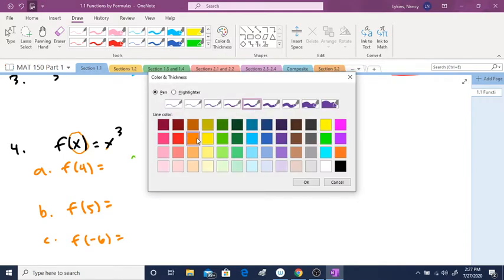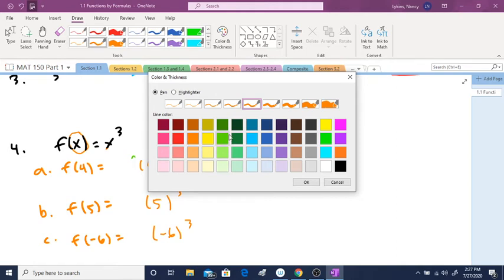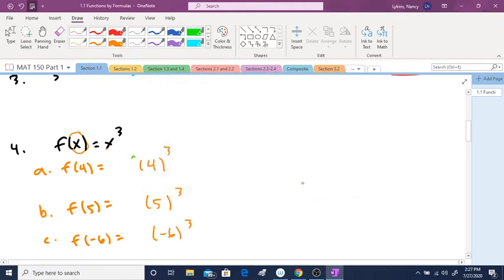To save a little time, I'm going to go ahead and put in 4, 5, and negative 6 to the third powers. We can put these in our calculator, which is perfectly fine, but I'm going to do this by hand. What does 4 to the third mean? That's saying 4 times 4 times 4, which is 64. Now let's do 5 to the third. That means you've got 3 5's you're multiplying: 5 times 5 times 5. There are my 3 5's. If you do this, it's 125.